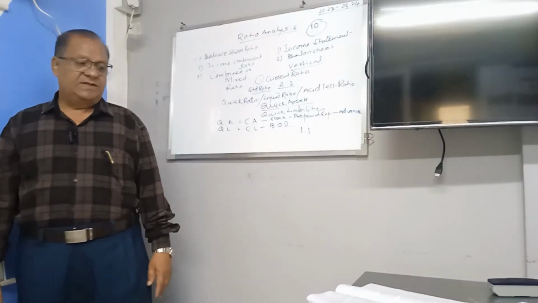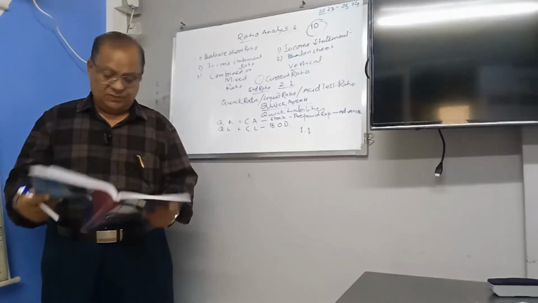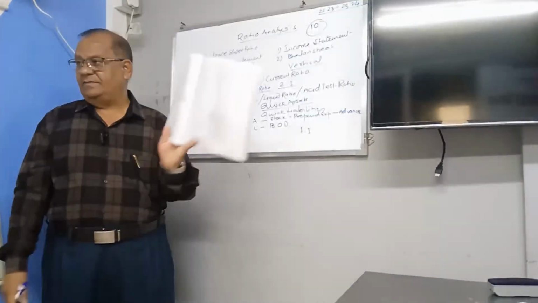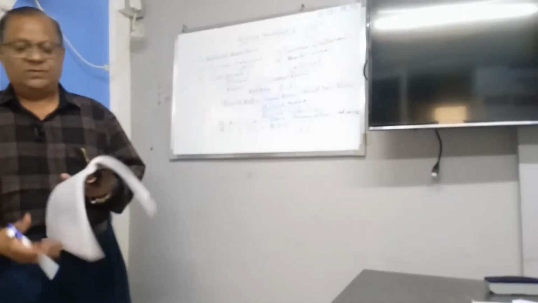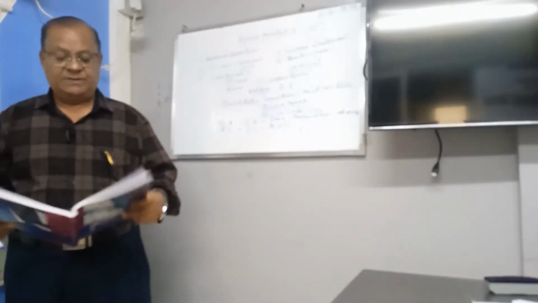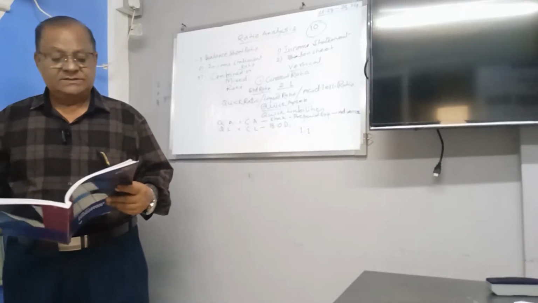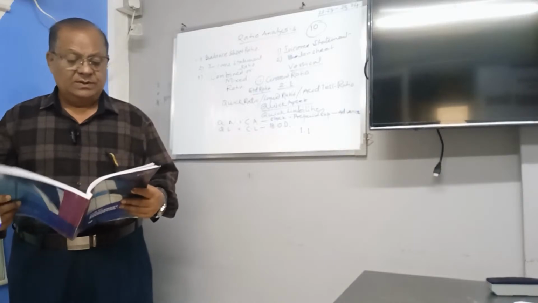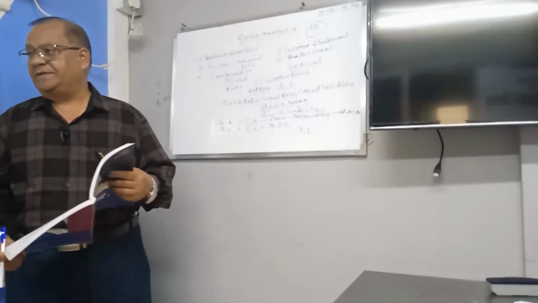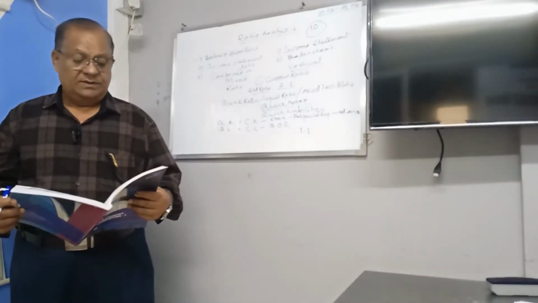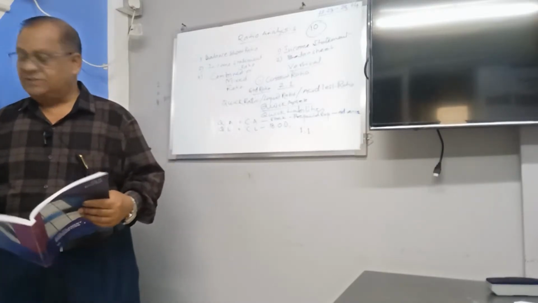Okay, these are the ratios. They are given to you on page number 139. These are various ratios. First is the current ratio: current assets upon current liabilities. Second is the quick ratio: quick assets upon quick liabilities. Then the net working capital ratio: net working capital upon net assets.